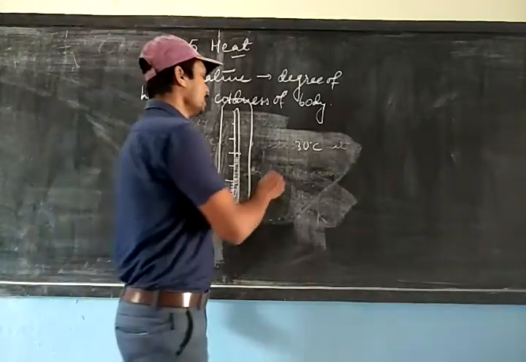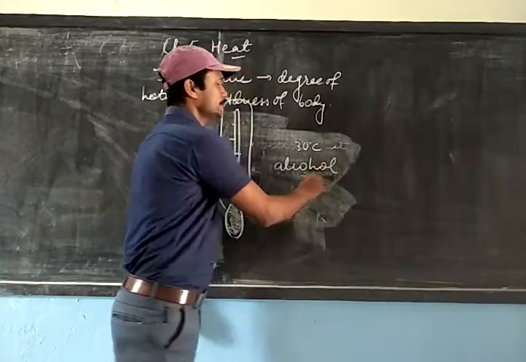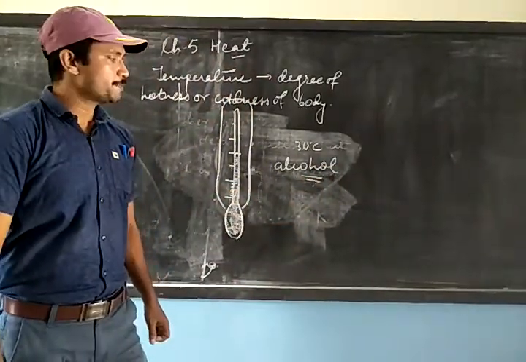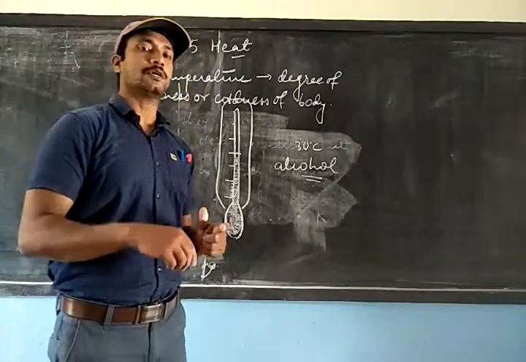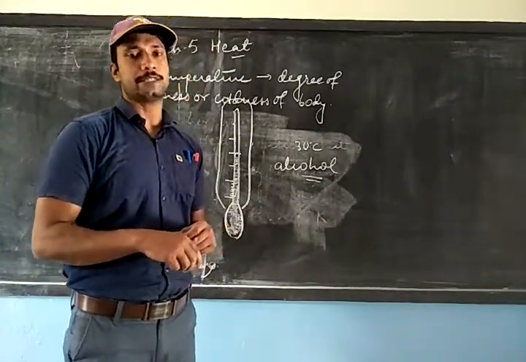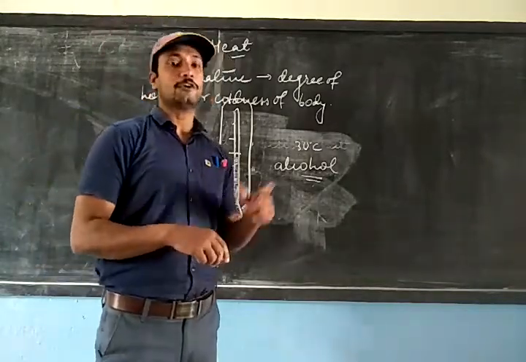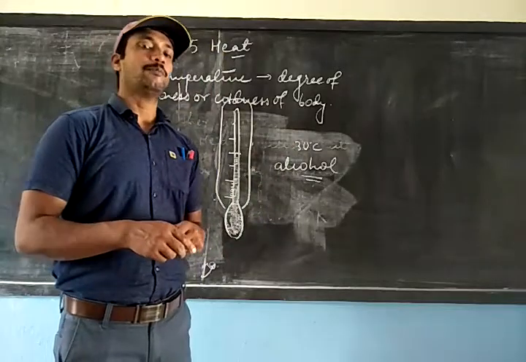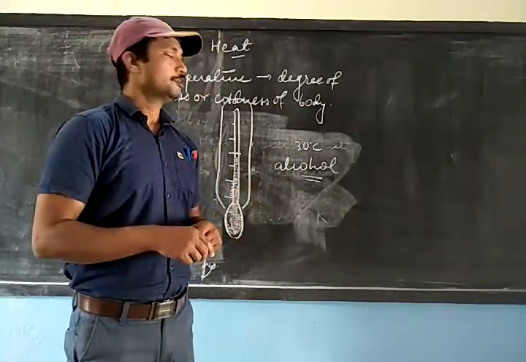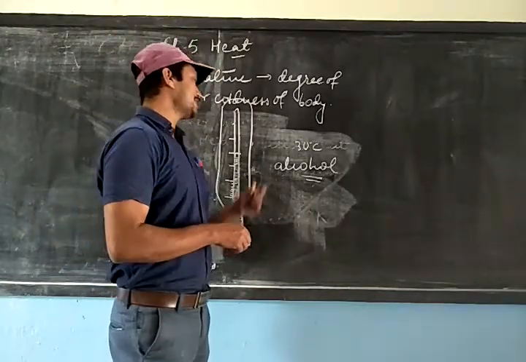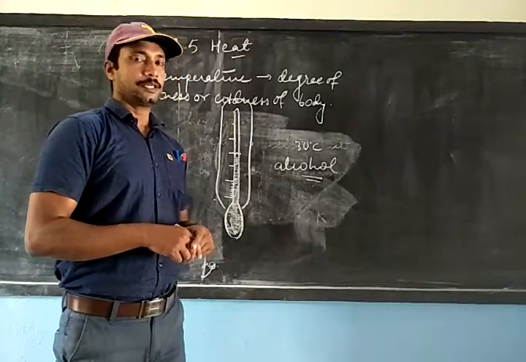We also sometimes use alcohol as the liquid in a thermometer, because alcohol can measure temperatures even below minus 35 degrees Celsius. But it has one disadvantage: it cannot measure the temperature of a body that has a very high temperature. This is the reason why we take mercury rather than alcohol in a thermometer.